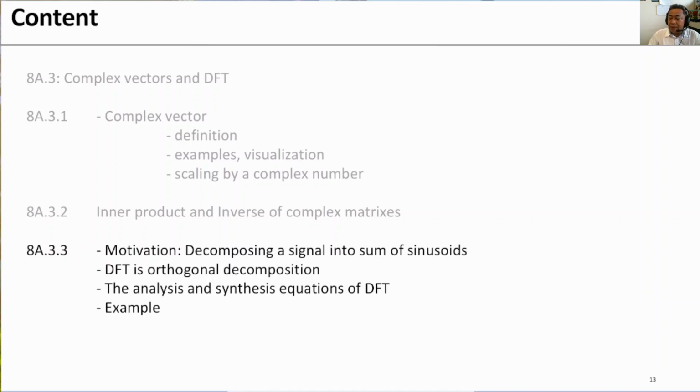This is chapter 8.3.3. We're going to motivate DFT by decomposing a signal into a sum of sinusoids, which is what the Fourier transform is basically doing. It's decomposing a signal into a sum of complex exponentials. We then show that DFT can be recognized as an orthogonal decomposition from the linear algebra subject. Finally, we show the analysis and synthesis equations and give one example.